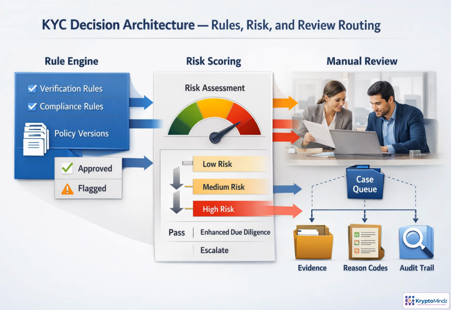Think of KYC decisioning as a pipeline with 3 layers. First, deterministic rules validate data, enforce policy, and tag records with a specific policy version. That gives you reproducible decisions. Next, risk scoring classifies customers into low, medium, or high risk using configurable thresholds. Finally, a routing layer decides auto-approve, auto-reject, or send a structured case to humans, complete with evidence, reason codes, and a full audit trail.